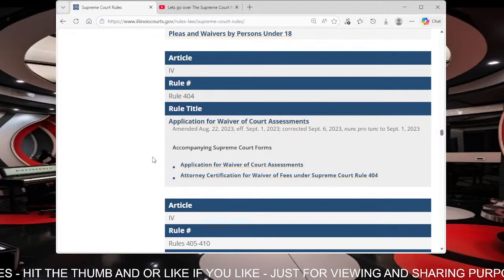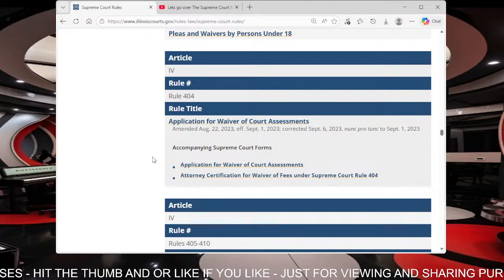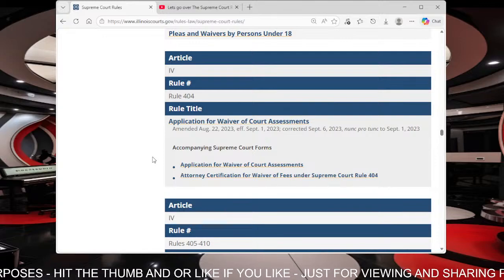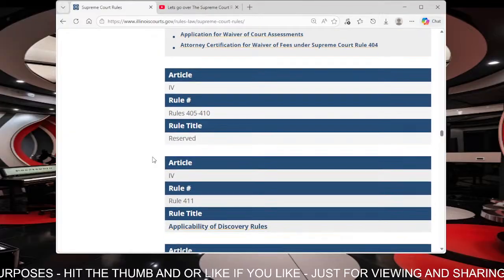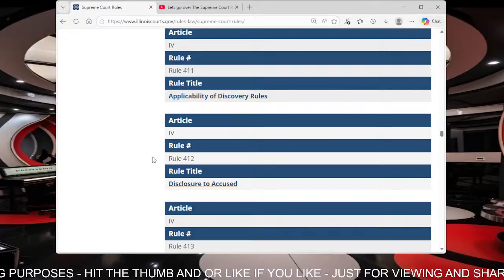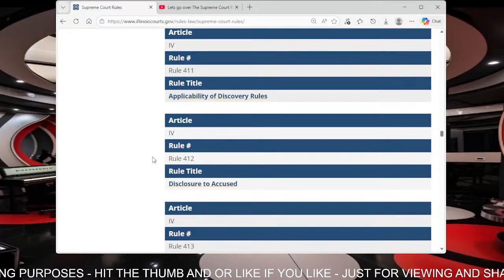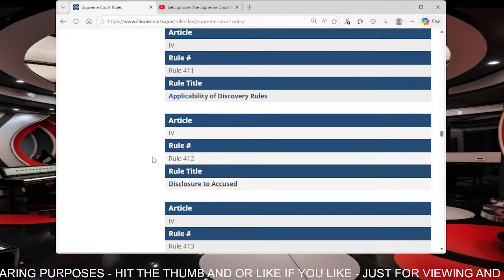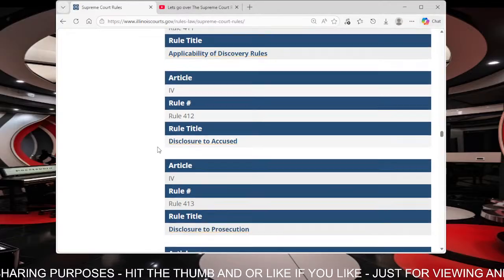404, error. Application for a waiver of court assessments. Rule 411, applicability to discovery rules. Oh yeah, there's 2 I think of those discoveries. We're gonna write that one down.